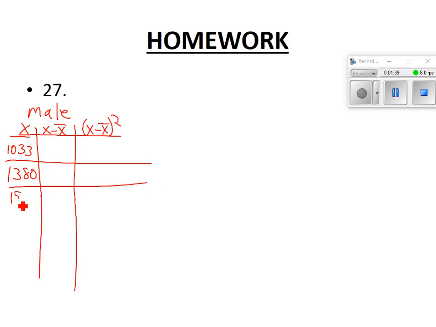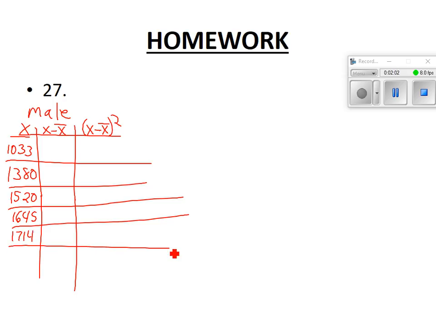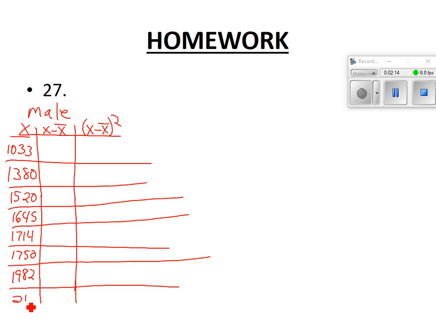1520 is the next one. How many of these are there? There's like 10, aren't there? I'm probably not going to have room here. Eight. Eight? Okay, we might be all right. 1750. 1750. Yeah, 1982. 2120. 2120, right? Yeah. Take your calculators and add them all up.